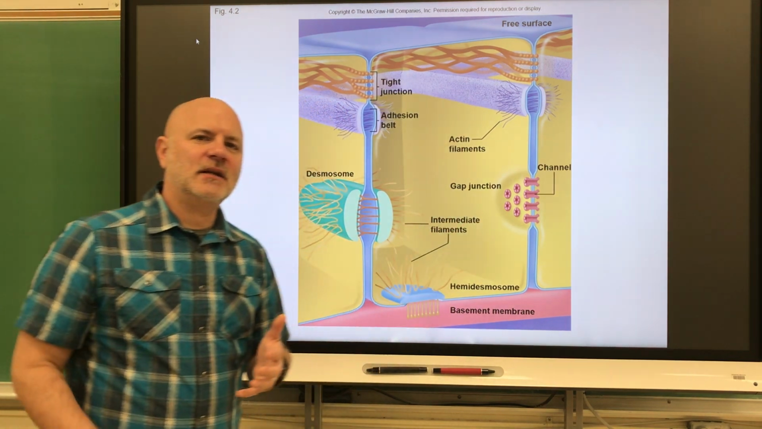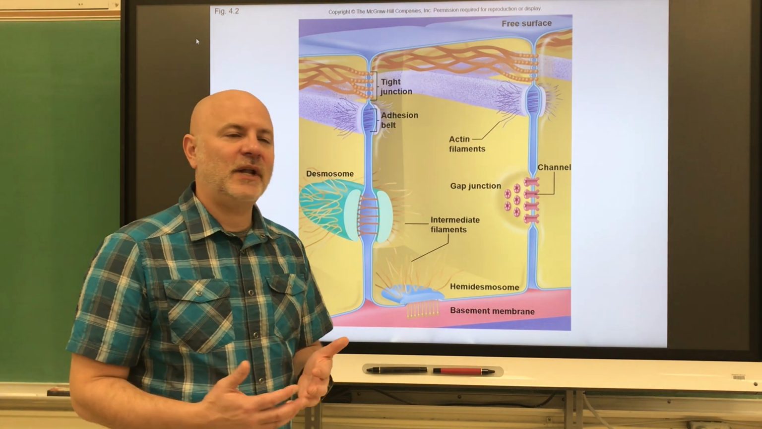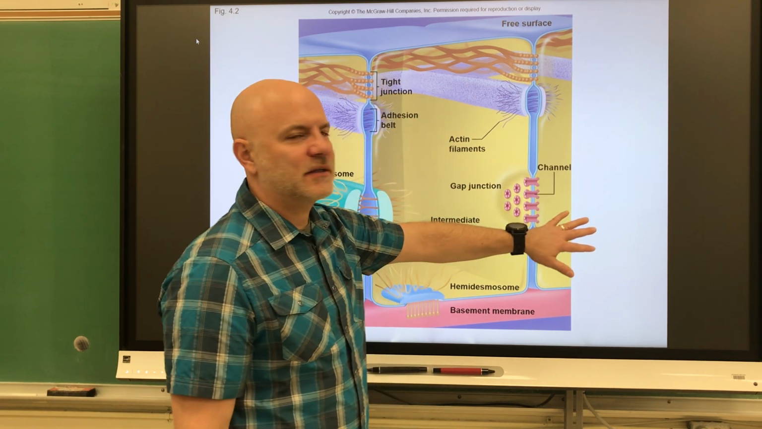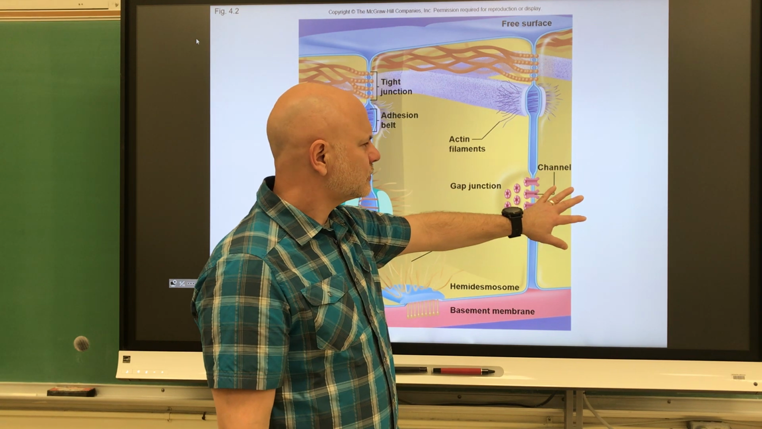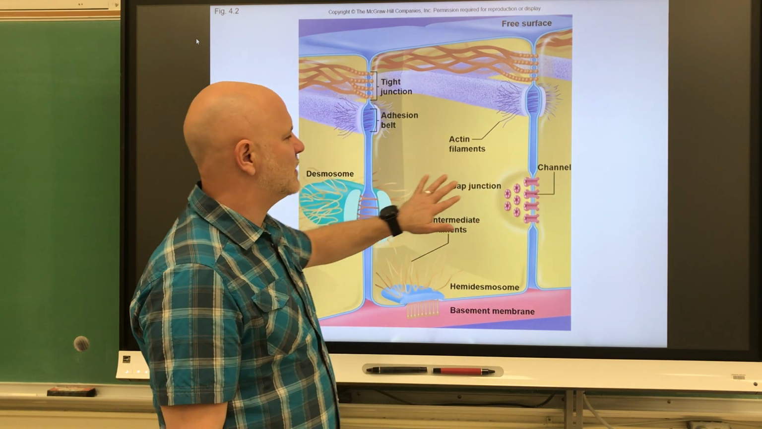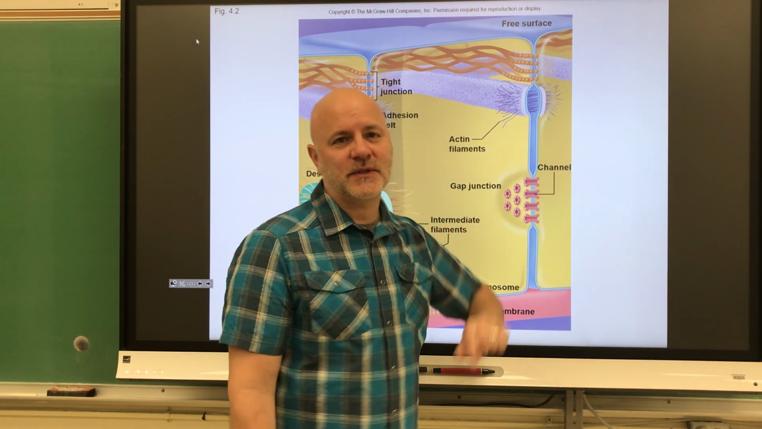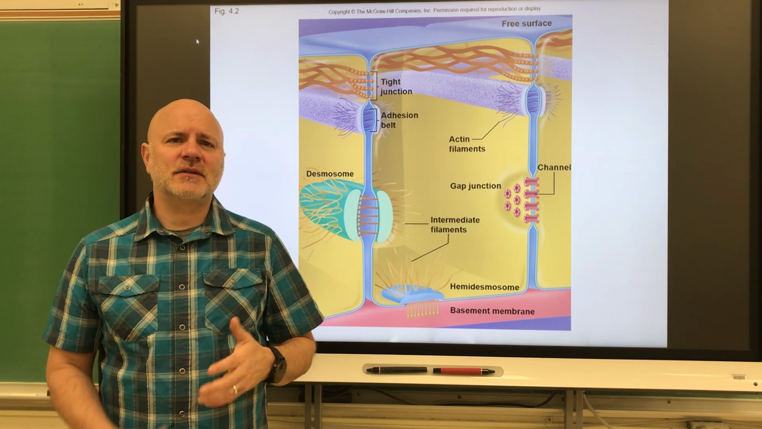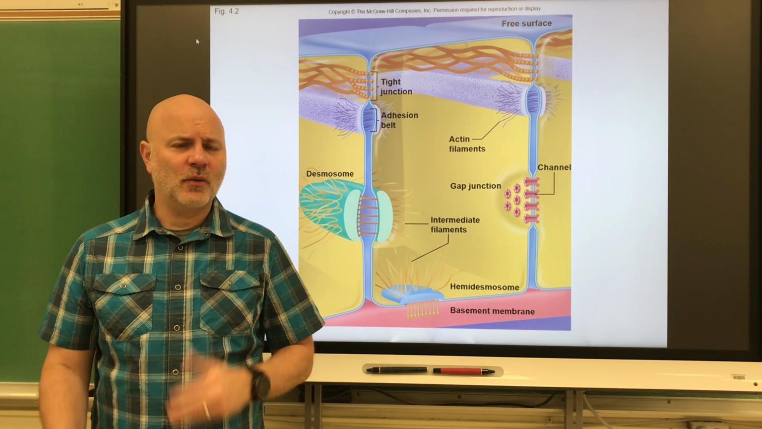What this does is make it so that not every cell in our body has to be directly connected to a blood supply. If this cell is next to a blood vessel, it's going to get oxygen, it's going to get nutrients. Well, those nutrients can move into the next cell by diffusion, and then waste products can move back in the opposite direction. All right, and we find gap junctions in a lot of organs, but they're not found between organs.